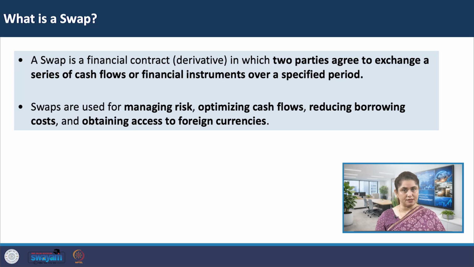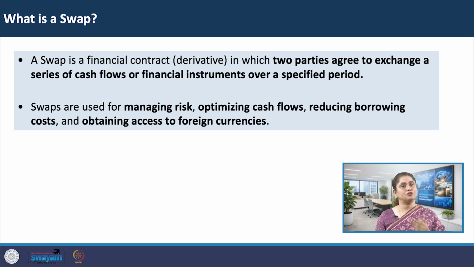Before we dive into currency swap specifically, let us first understand what exactly a swap is. A swap is essentially a financial contract. It's a type of derivative in which two parties agree to exchange a series of cash flows or financial instruments over a specified period of time. So, first, there have to be two parties. Second, it has to be a series of cash flows. And third, it is for a specified period of time.